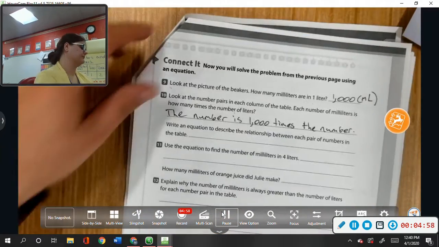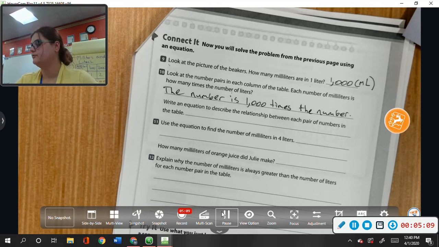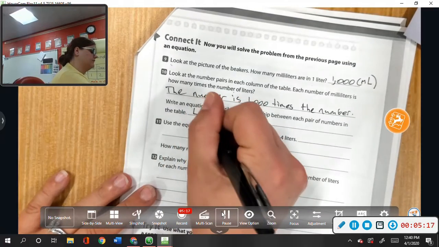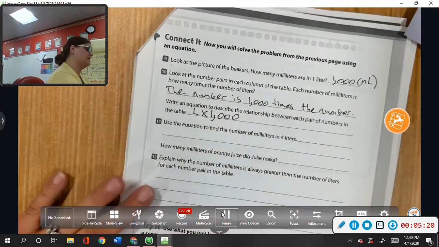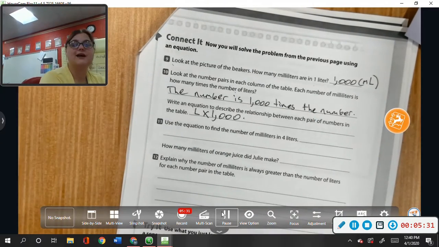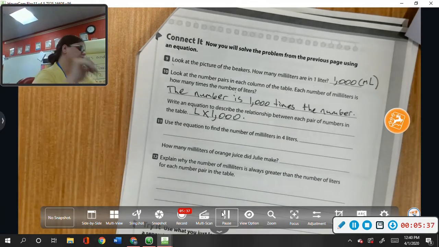Write an equation, and we're in part B. Write an equation to describe the relationship between each pair of numbers in the table. So we just write our formula: L times 1,000, because that's the formula that we used to finish our table, and it's what we will continue to use. Oh my goodness, I'm sorry guys, I am just tired today. I need to wake up. Wake up, Miss Hotchkiss. I'm up.